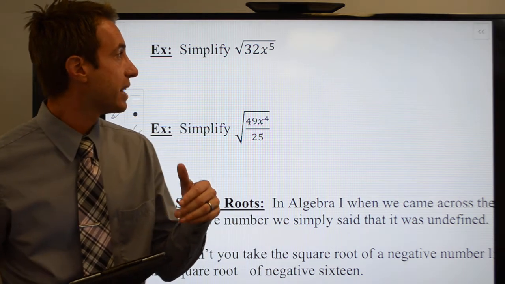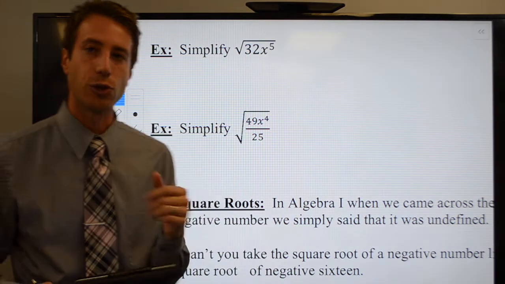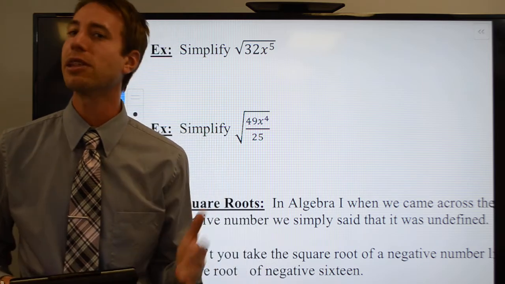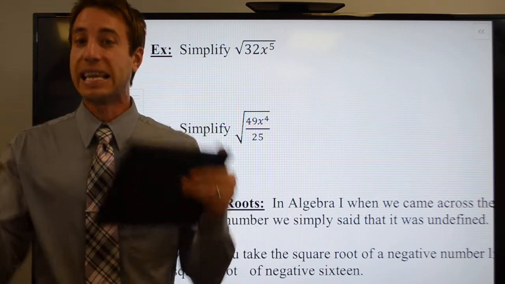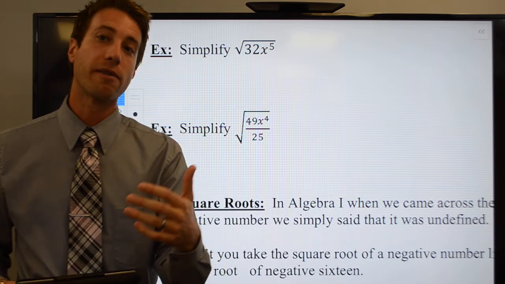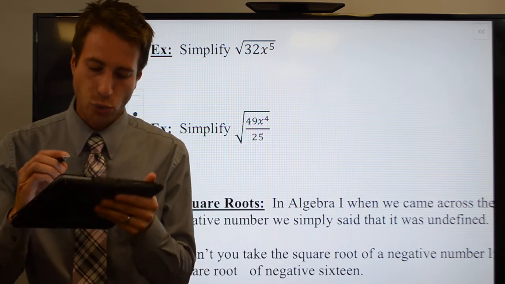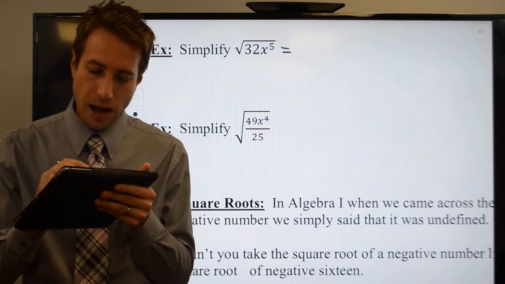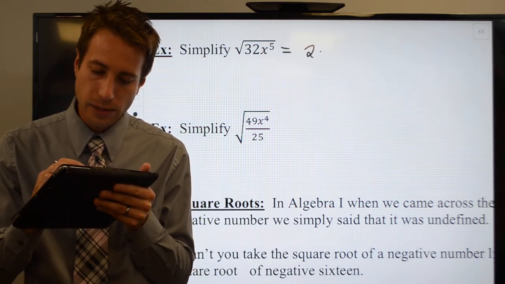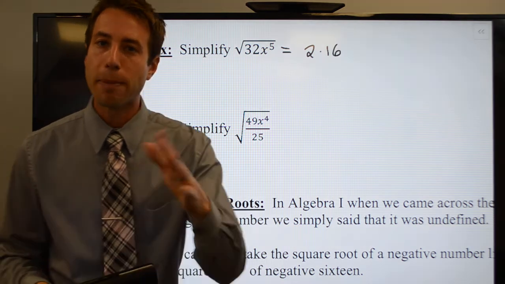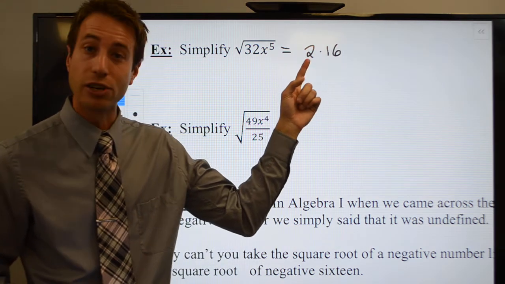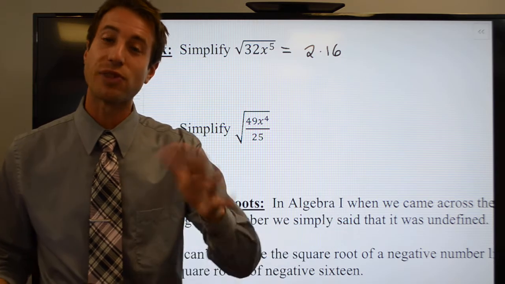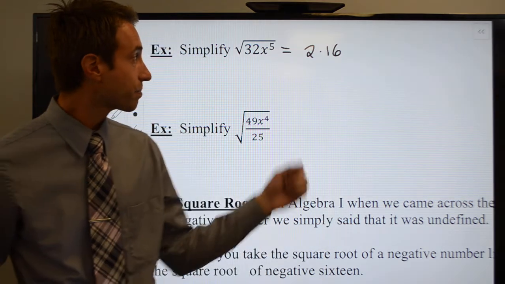What I'm going to do is I recognize that 32 is not a perfect square, but that's okay because I can split 32 up into two numbers where one of them is a perfect square. So I'm going to rewrite this as 2 times 16, right, because 2 times 16 is 32. But 16 is a perfect square, so that's going to work out really nice for me.